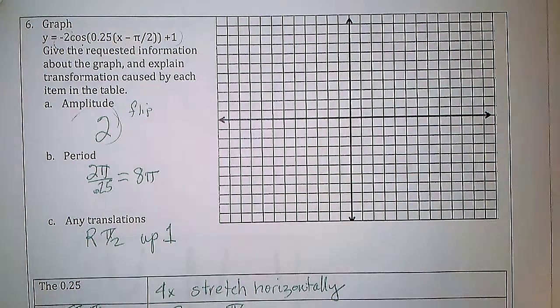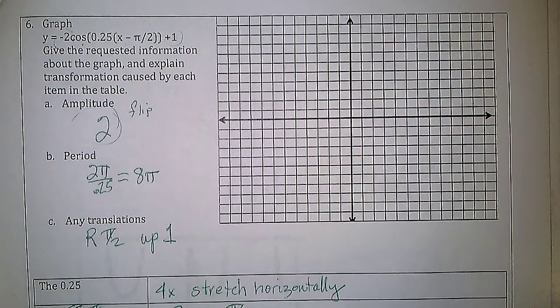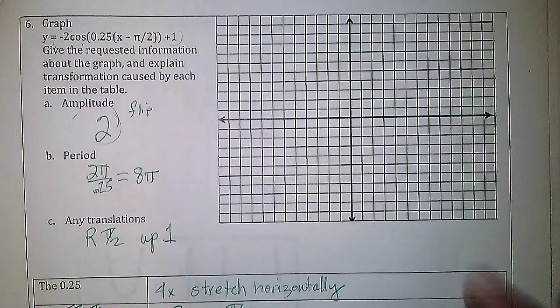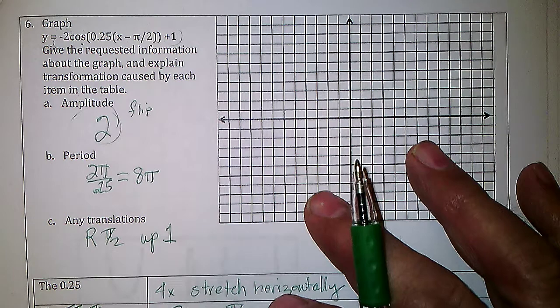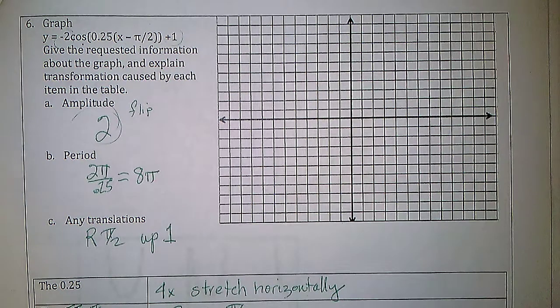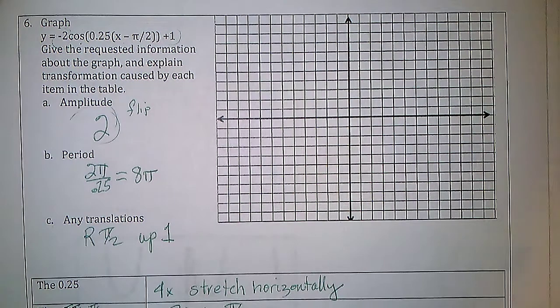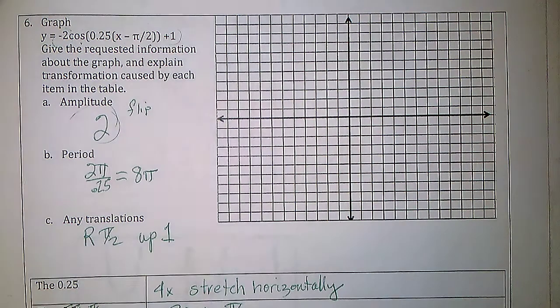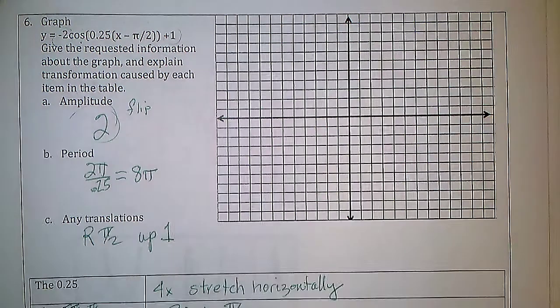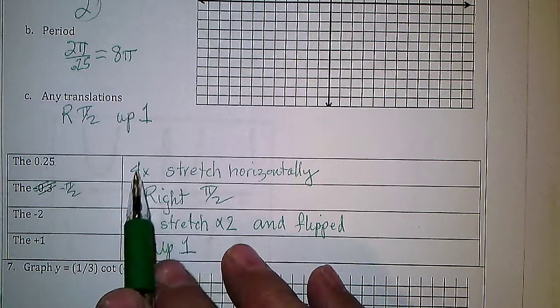The minus 2 is a vertical stretch by a factor of 2. It's twice as tall. Normally it goes from 1 to minus 1. Now it's 2 to minus 2. Twice as much. And flipped. And the plus 1 moves it up 1. Okay. So if it's up 1, I didn't have those up there. Okay, see those? A quarter makes it 4 times as wide.